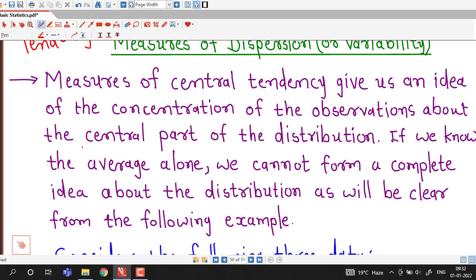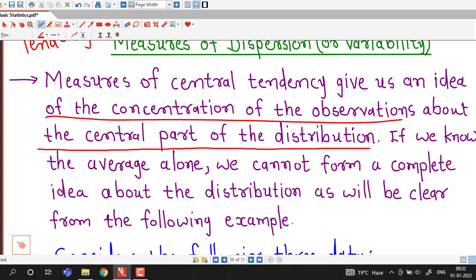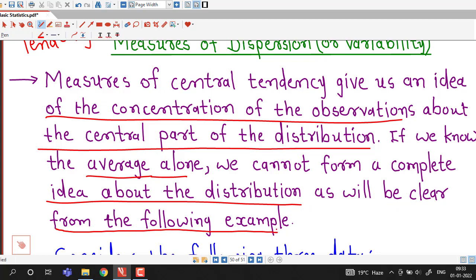discuss in this lecture. So as we have seen, measures of central tendency give us an idea of the concentration of the observations about this central part of the distribution. But if we know the average or measures of central tendency alone, we cannot have a complete idea about the distribution, as will be clear from the following example.